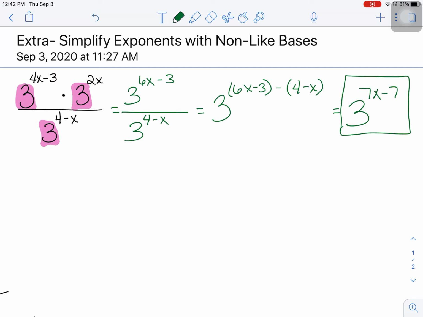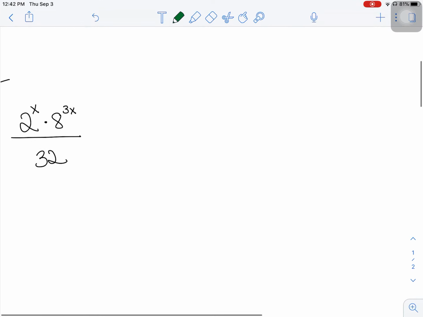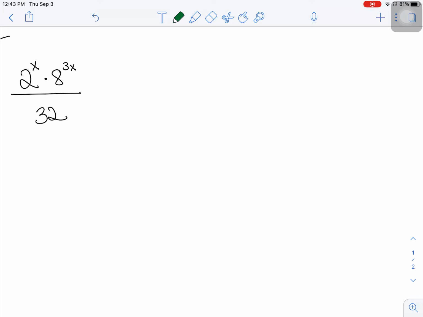So this is an example of how to work with the like bases, which isn't too painful, hopefully not too bad. You basically just work with your exponent rules. But what happens when those bases aren't the same? And so example 2 here, we've got a base of 2, we have a base of 8, and we have a 32. That would be a base as well. So what I want to do here is actually rewrite all of these with a common base.